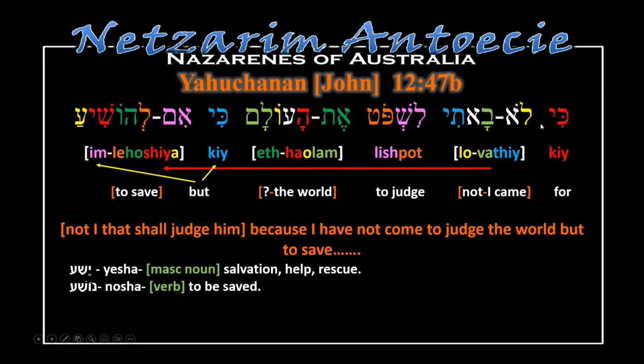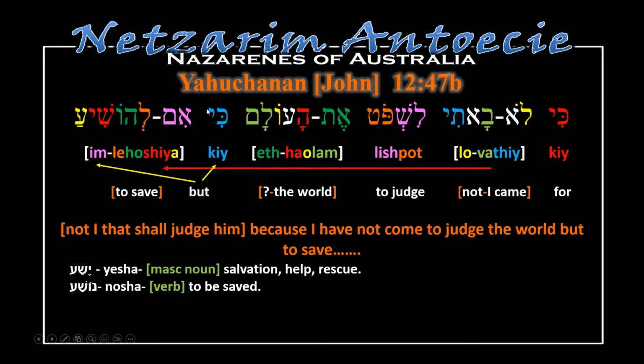Ki, for, lo, not, vati. Now we know that va here, or ba, or bo, means to come, right? So that's the root of it, to come, right? And in this case, it's not I came. Lishpot is to judge. Et, grammar marker, ha'olam, the world.